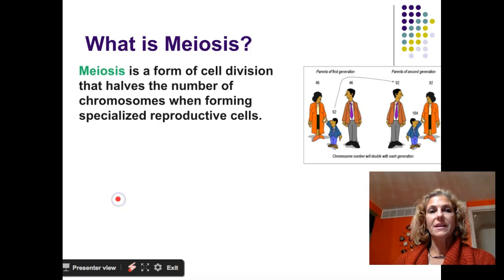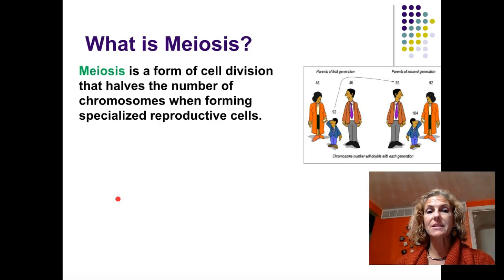So, what is meiosis? It's a form of cell division. We've already talked about mitosis, so similar concept. Cells are making new cells. But the important part of meiosis is that it is going to halve the number of chromosomes. So this is important for reproduction.